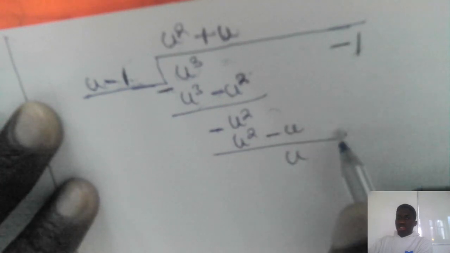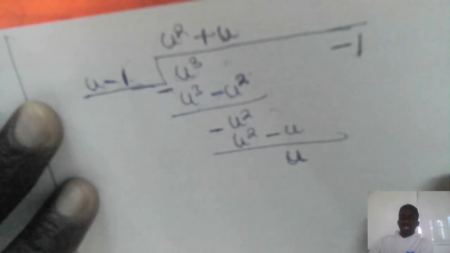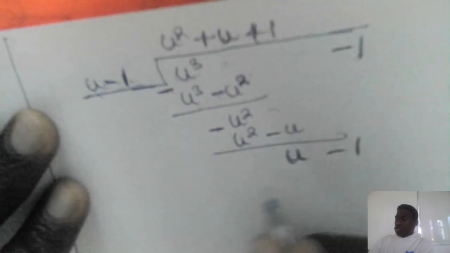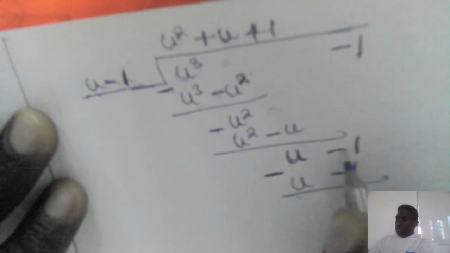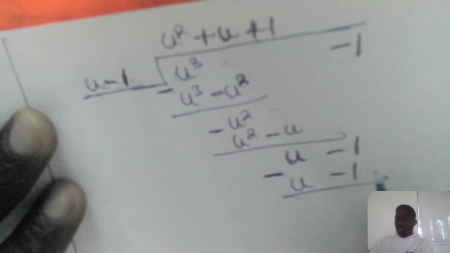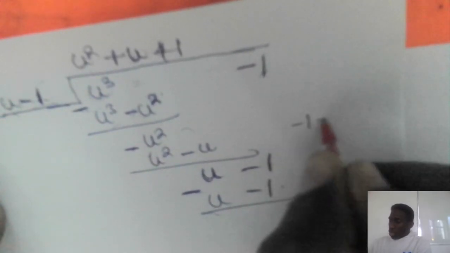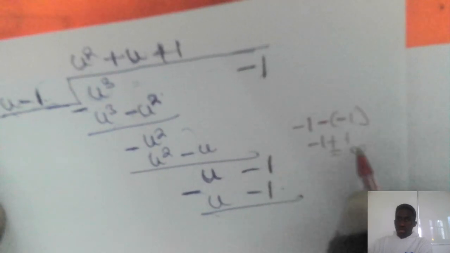So we can bring down this minus 1 because after u, the next thing is a constant term. So u minus 1. So u divided by u is 1, plus 1. And then 1 times u is u, and 1 times minus 1 is minus 1. So we subtract again. Minus 1 minus 1, so we take note of that. So this is minus 1 plus 1, which is 0.